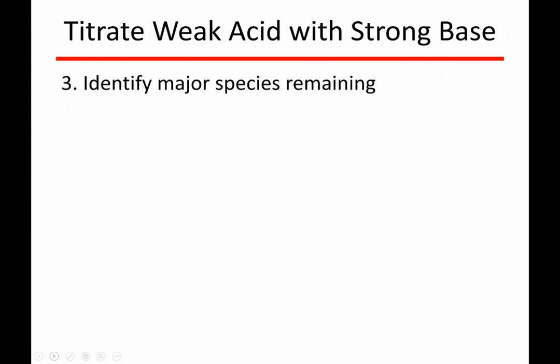Now we're going to rewrite the list of major species that you have in this solution after the reaction has gone to completion. You still have acetic acid left over. You still have Na+ ion because that was just a spectator. The hydroxide from NaOH, however, is gone, right? That was the limiting reactant. Water is always present as a major species in any aqueous solution. And in addition to that, we produced a new item on the list that we didn't have before, right? We made acetate ion in the reaction.